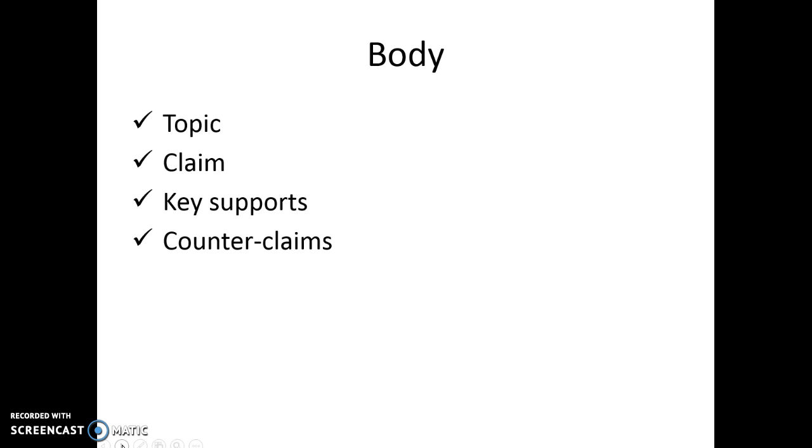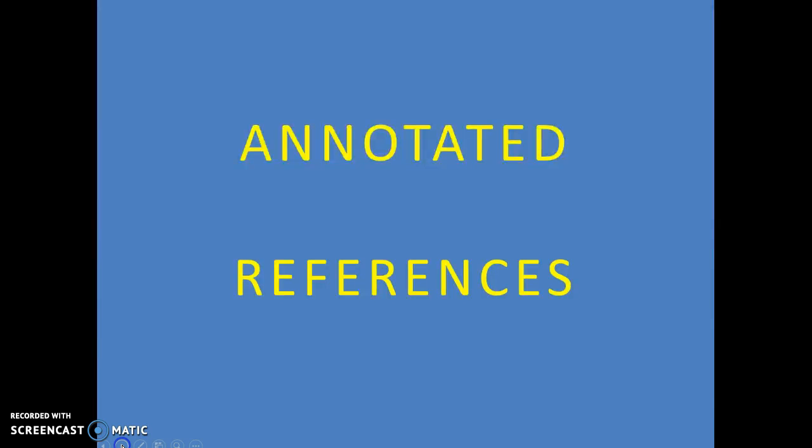Then you're going to look at the key supports for your side of the issue. And then you're going to look at the counterclaims. So if you are for, let's say, gun control legislation, you have to look at the side that is against it. And vice versa. If you're against it, you have to look at the side that is for it. A good argument acknowledges that there's another side to the issue and includes researched information about that side, but will also include refutations or rebuttals to those claims.